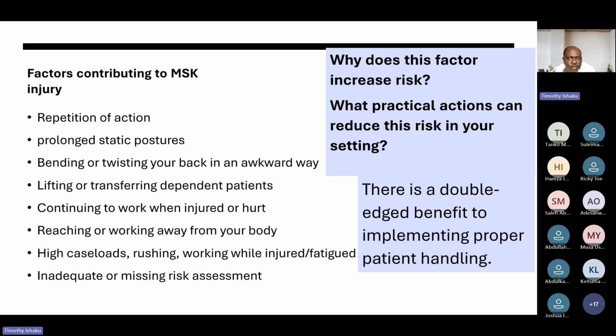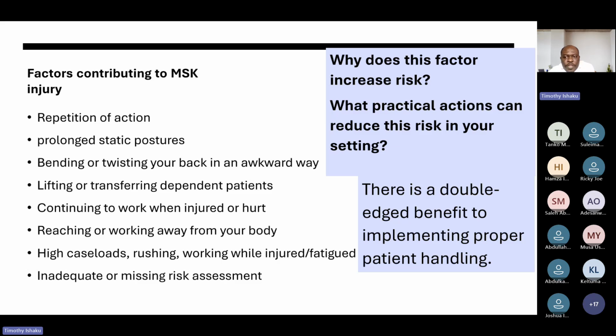Anybody wants to add to the list, or is it the two that we say are the biggest culprit? Lifting dependent patient, okay. Thank you, Mr. Suleiman. Number one is lifting dependent patient. Okay. I'm going to put high caseloads for care. That's another one. And then bending and twisting. I believe Suleiman's own is bending and twisting. Lack of organizational ergonomic. Is that the first one? Okay.